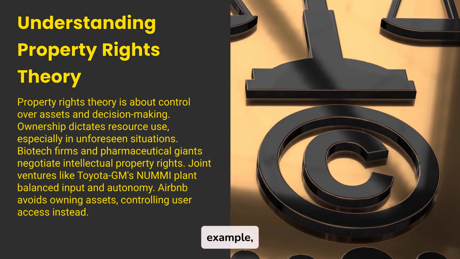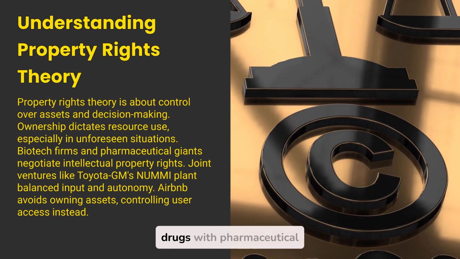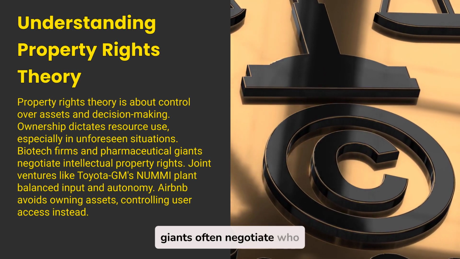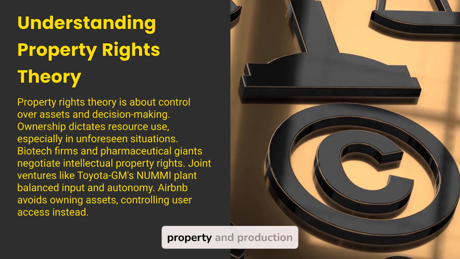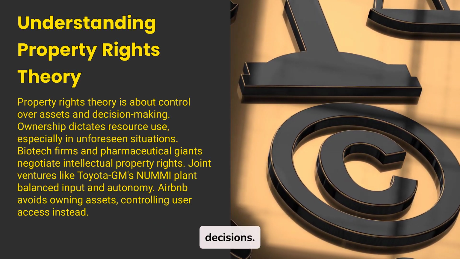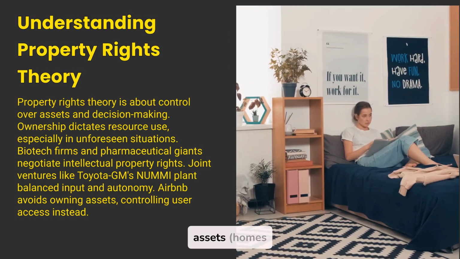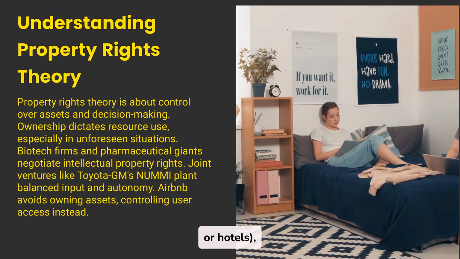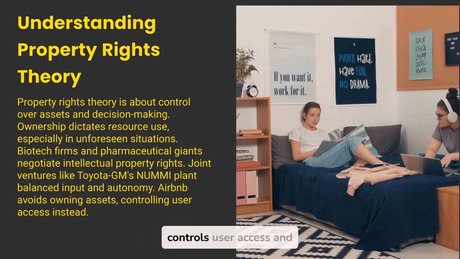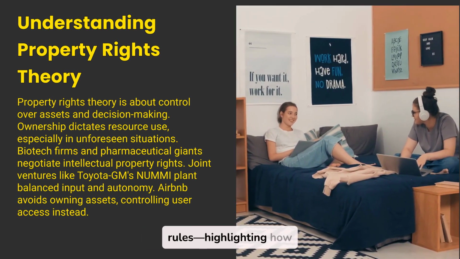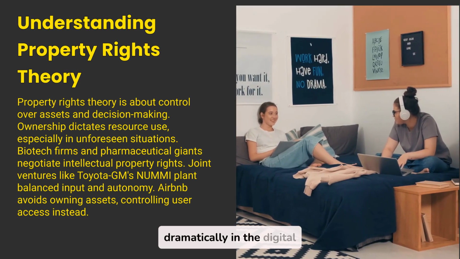For example, biotechnology firms that co-develop drugs with pharmaceutical giants often negotiate who retains rights to intellectual property and production decisions. In some joint ventures, like the Toyota-GM NUMMI plant, ownership arrangements were crafted to allow both parties input while maintaining operational autonomy. In the gig economy, companies like Airbnb avoid owning physical assets, homes or hotels, instead building a platform that controls user access and rules, highlighting how ownership models can shift dramatically in the digital era.